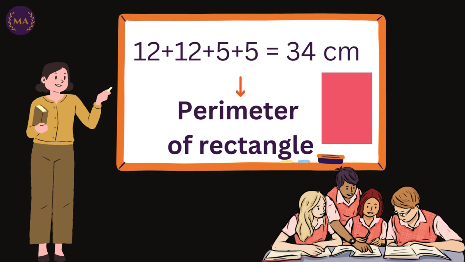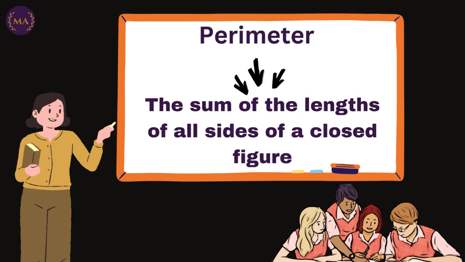Okay, to find the length of a ribbon, what did we do? We added the length 12 plus 12 and 5 plus 5. That is, we added all the four sides of a rectangle, right? So when you add all the four sides of a rectangle, or it can be any other figure, adding all the sides of a given closed figure, that is what we call perimeter. Perimeter means sum of the lengths of all sides of a closed figure.